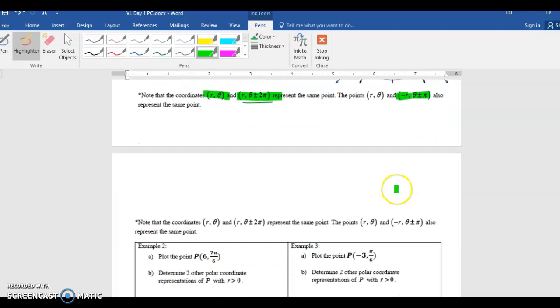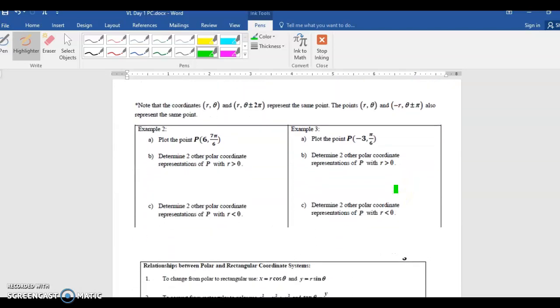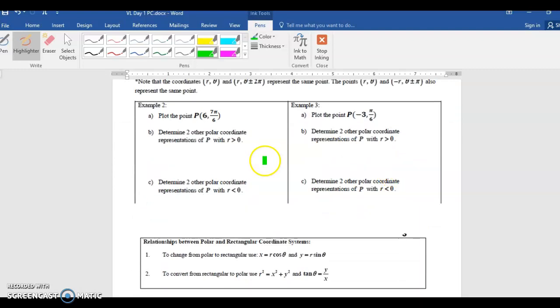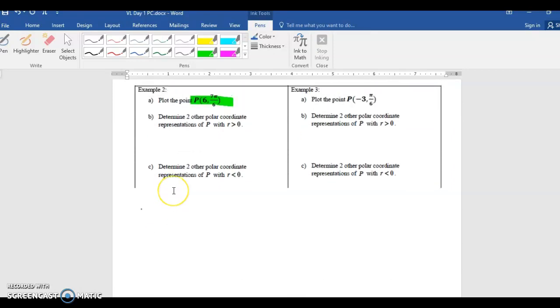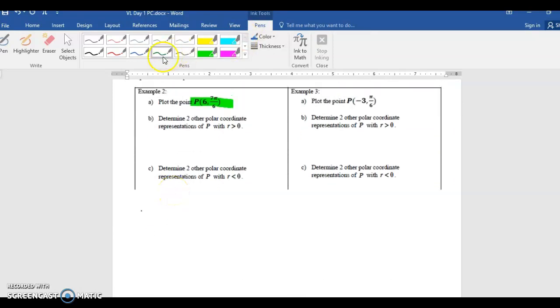So let's try some examples over here. Okay, so we need to plot this point (6, 7π/6). If you feel like you should have some space to work on, go ahead, feel free to do that. Right now I'm going to make some space for myself over here so I can draw this.